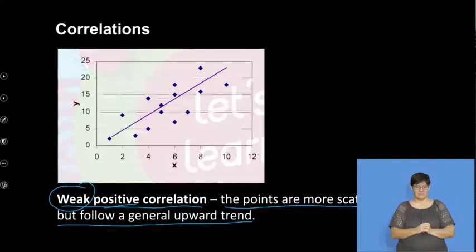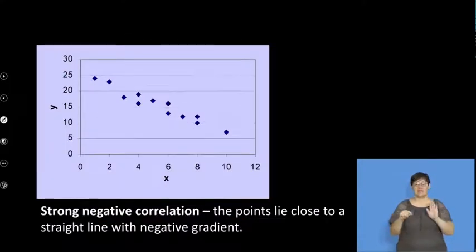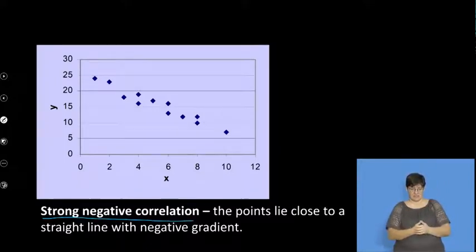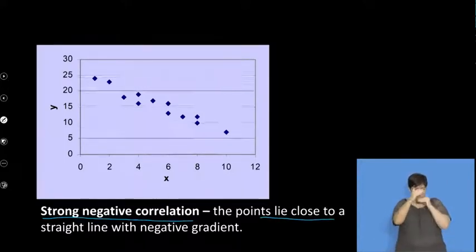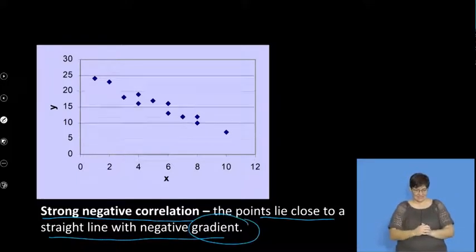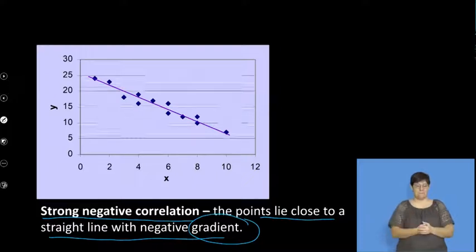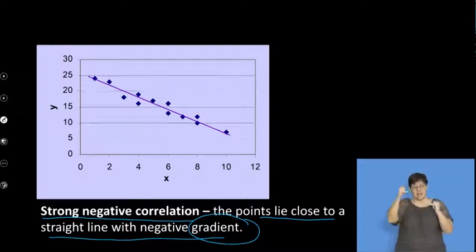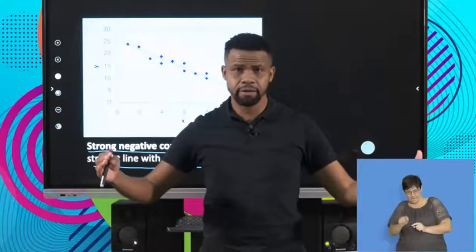Let's look at that now. A strong negative correlation looks like that. The points lie close to a straight line with a negative gradient. Remember, a negative gradient is a slope. So if you draw a line, that's what we get. So for a negative correlation, the points lie close to a straight line with a negative gradient.